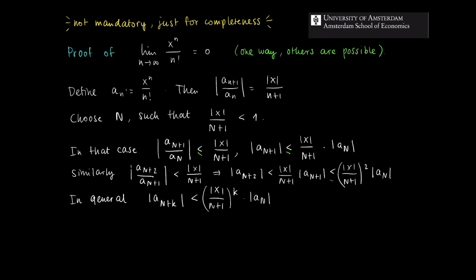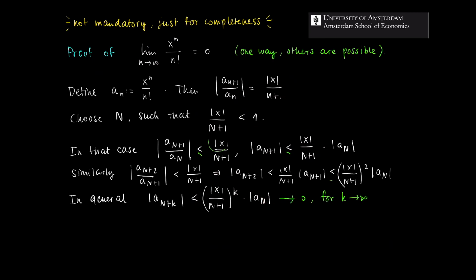Okay, but now realize that this number, the absolute value of x divided by capital N plus 1, is a number smaller than 1. So if we take powers of this number, we will see that this number goes down, right? In the limit, if we take the limit for k to infinity, then the limit is also 0. So this number goes to 0, and this one is a fixed one, since we've chosen a fixed capital N. So this number is going down to 0 times a fixed number, which together goes to 0, right?